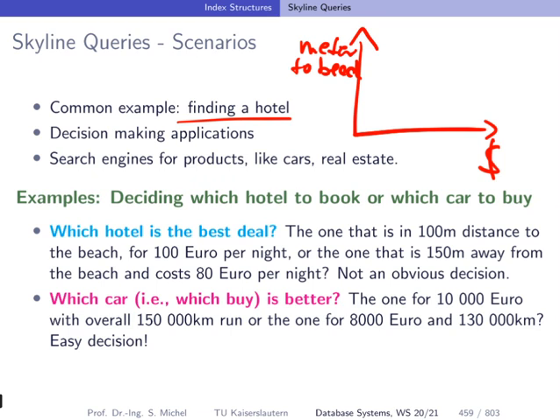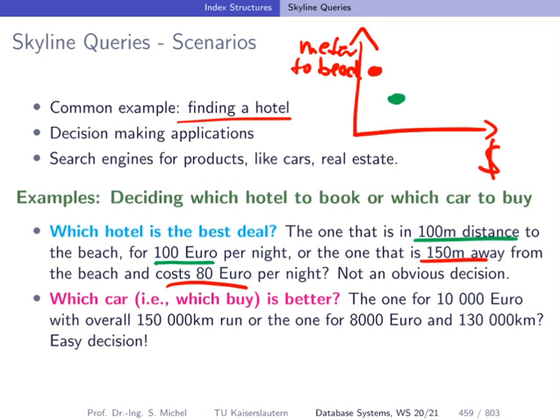Now let's have a look: you have a hotel which is 100-meter distance to the beach and costs €100 per night, and the other one is 150 meters away and costs €80. So let's say we have the red one here, and the green one should be, let's say, here. So which one is now preferable?